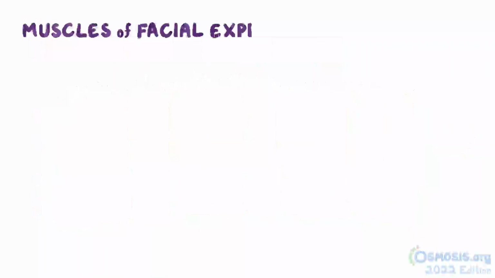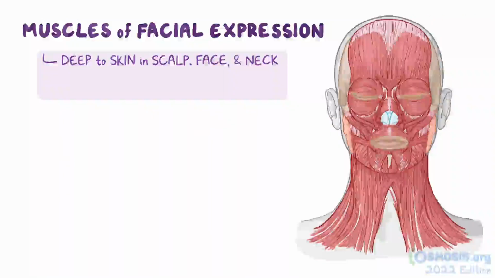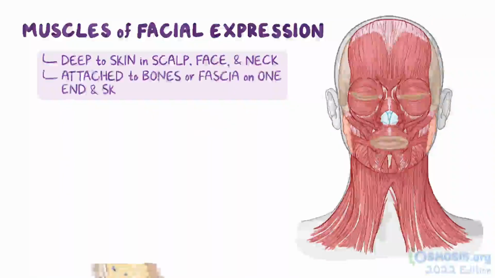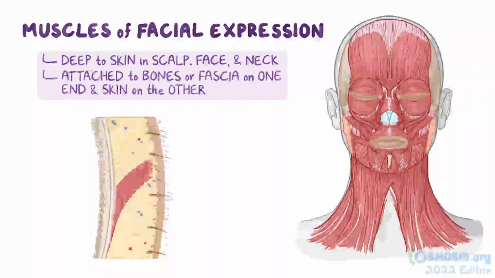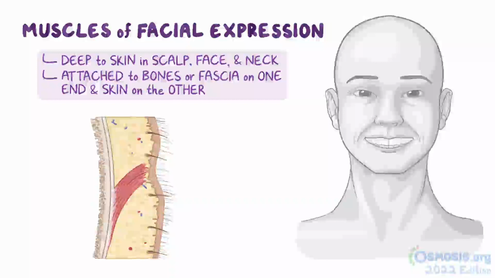Muscles of facial expression, simply known as the facial muscles, are found deep in the skin of the scalp, face, and neck. Most facial muscles are attached to bones or fascia on one end, and skin on the other, so that when they contract, they create facial expressions.